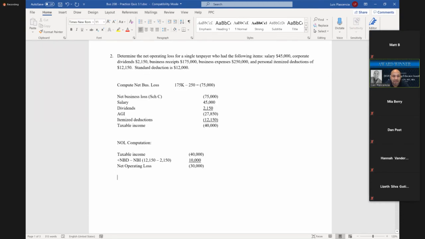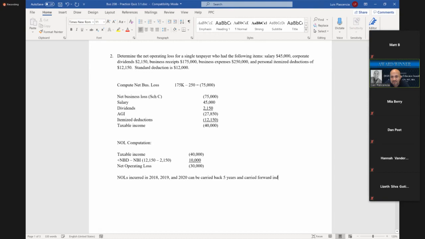Now, let's say I were to ask you in relation to the loss, NOLs incurred in 2018, 2019, and 2020 can be carried back, well, 5 years, right? 5 years, and carried forward for how many years?